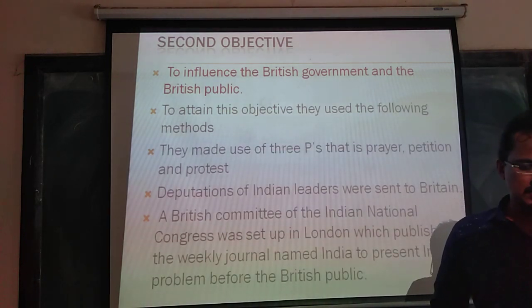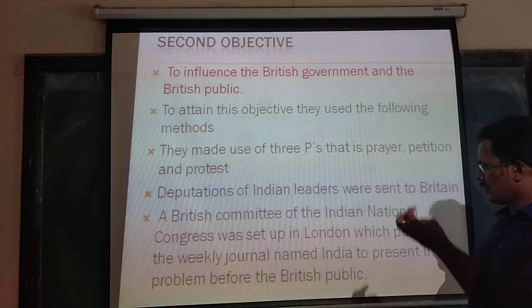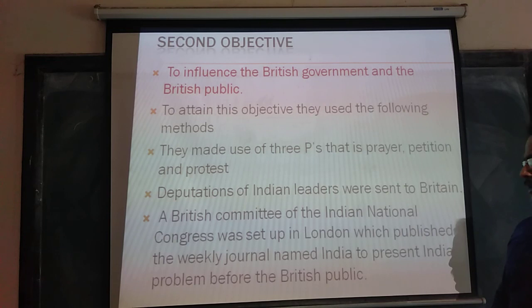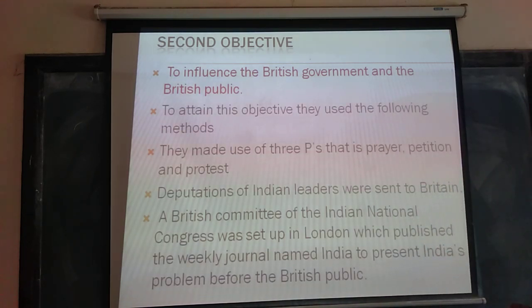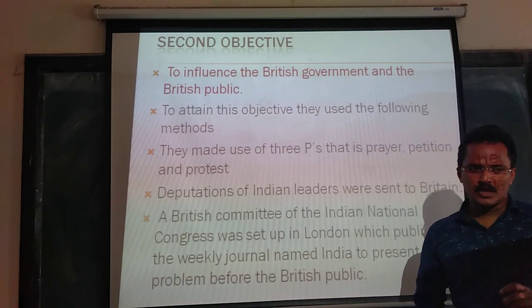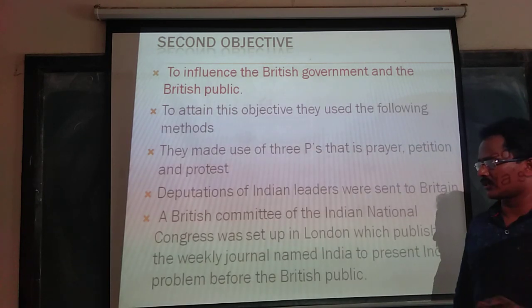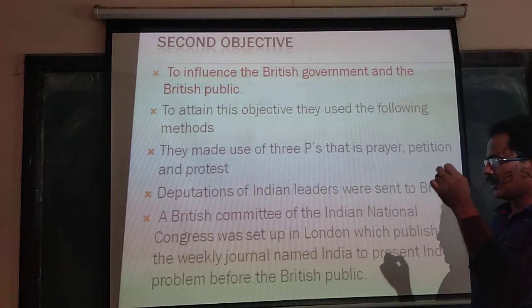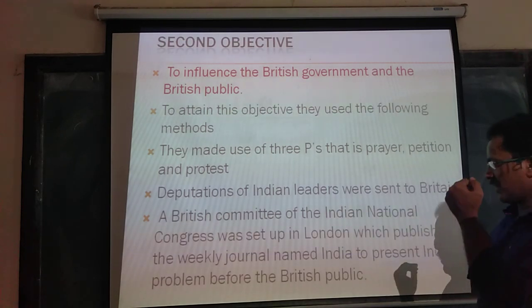The duty of these Indian representatives is to present the problems of India before the British government. Then the third one: a British Committee of the Indian National Congress was set up in London, which published a weekly journal named India to present India's problems before the British public. In order to influence the British public, a branch of the Indian National Congress was set up in London. The duty of this branch is to get the attention of the British. With this intention, they published a weekly journal.